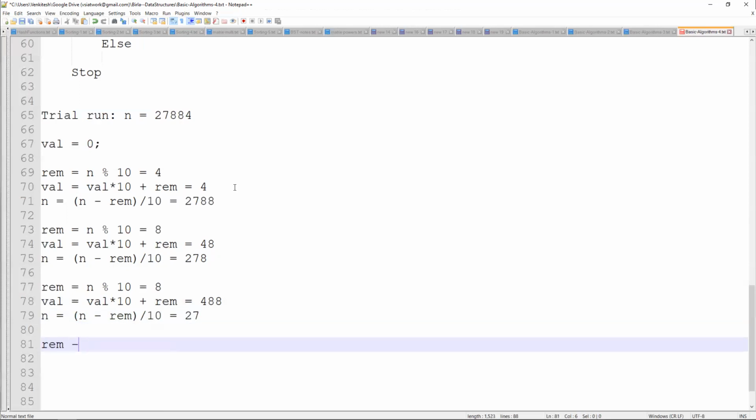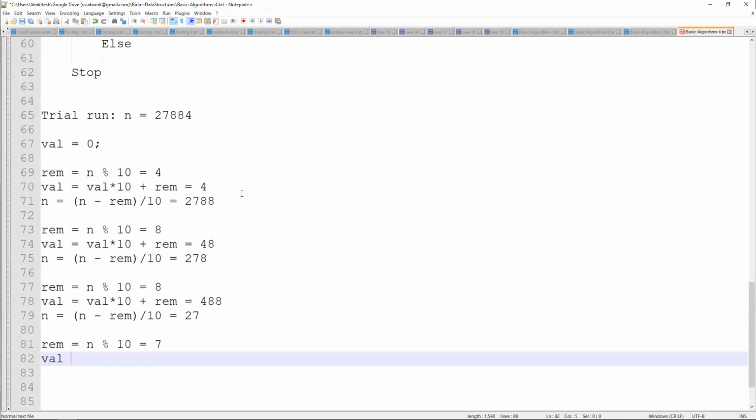Let's repeat. Let's complete this. Okay. So I hope you're getting a hang of this, but let's complete this. So remainder is n mod 10. In this case, it is 7 because n is equal to 7. Value is equal to value times 10 plus rem. What is the current value? 488. 488 into 10, 4880 plus 7. 4887.